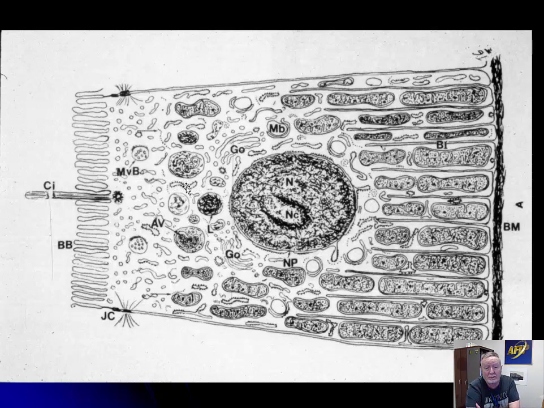Remember that rough endoplasmic reticulum produces protein for export from the cells, and the free ribosomes in the cytosol will produce the protein that's used within the cells. This nucleus also has a nuclear envelope. Remember, that connects to the smooth endoplasmic reticulum. So, this is our prototypical cell.